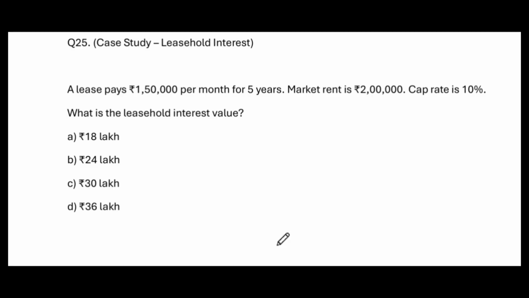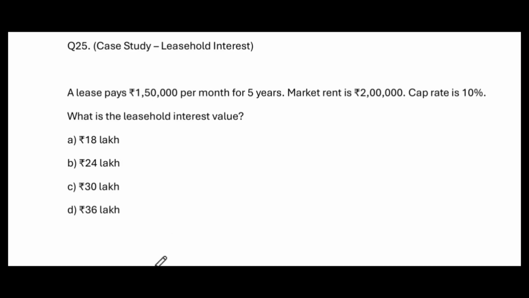A lease pays 1,50,000 per month for 5 years. Market rent is 2 lakhs. Cap rate is 10%. What is the leasehold interest value? 18 lakhs, 24 lakhs, 30 lakhs, or 36 lakhs. The lease pays 1,50,000 per month for 5 years. Market rent is 2 lakhs. Cap rate is 10%. What is the leasehold interest value?